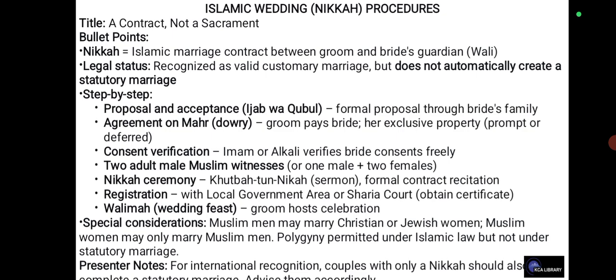So Muslim men may marry Christian or Jewish women. Muslim women may only marry Muslim men. Polygyny is permitted under Islamic law, but not under statutory marriage.